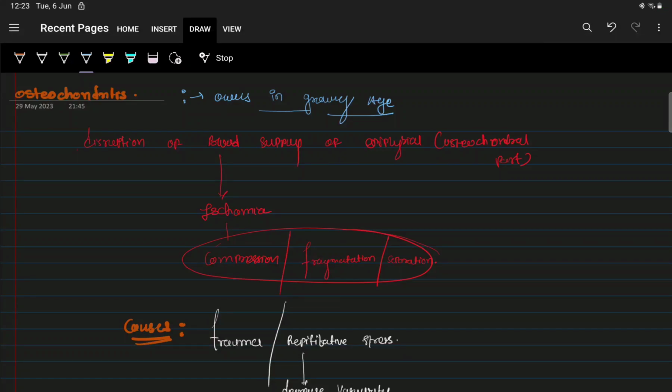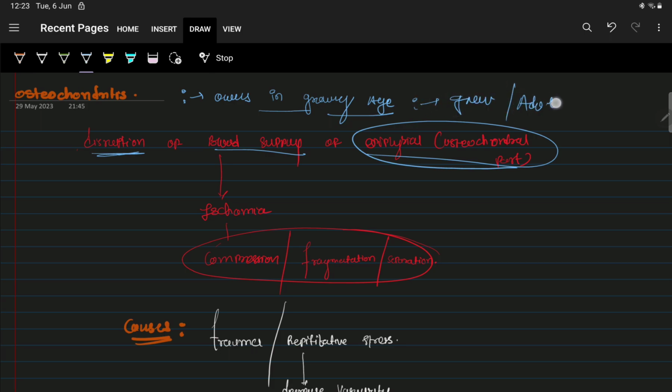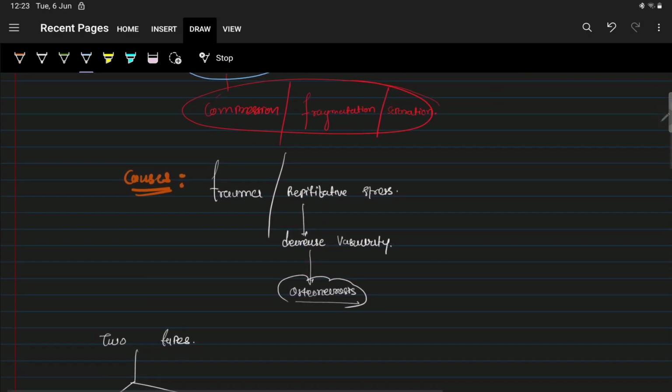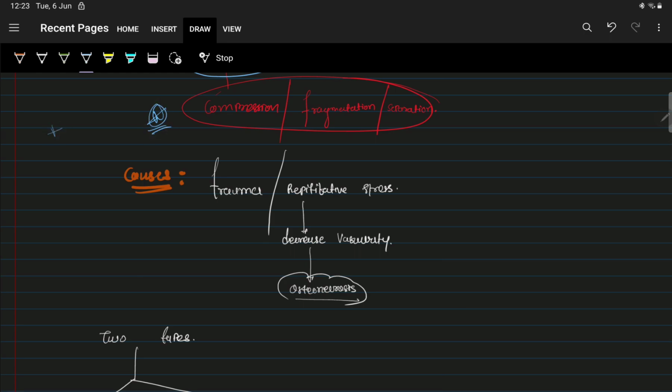Morning. We are going to learn osteochondritis today. What is osteochondritis? Osteochondritis is basically disruption of blood supply to the epiphyseal part, which occurs in growing age, which is adolescent or younger children. What will happen? Due to the disruption of the blood supply, there will be ischemia. And since there is ischemia, there is no nutrition, and compression and fragmentation and separation will occur.